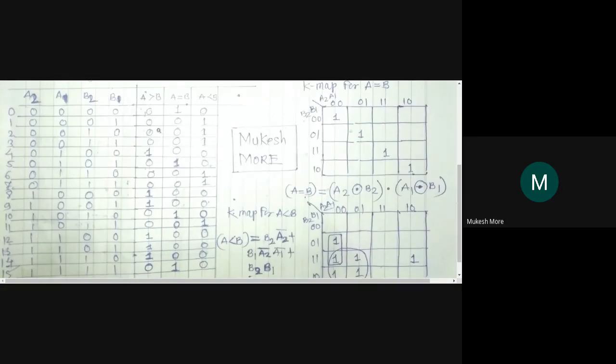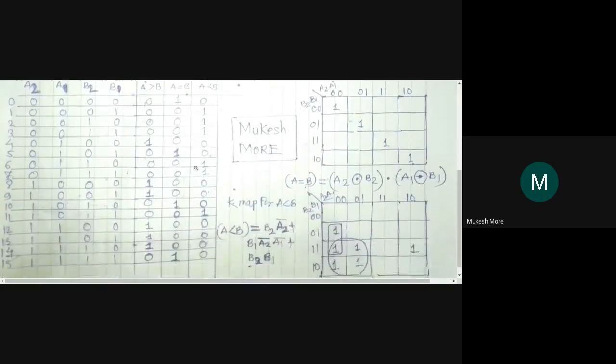So this is a comparator. We have compared number A with number B and if A is greater than B, we have written 1 in the A is greater than B column. If A equal to B, we have written 1 in the A equal to B column. If A is less than B, then we have written 1 in the A is less than B column. Okay. This is the truth table of comparator.